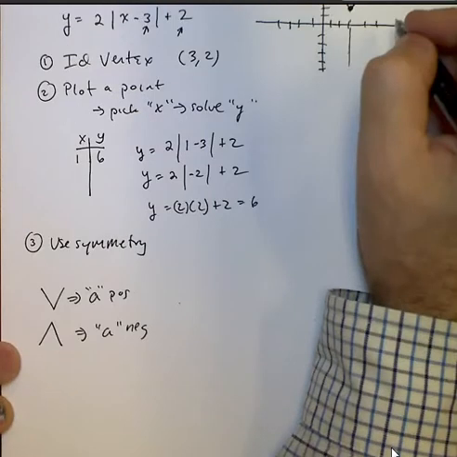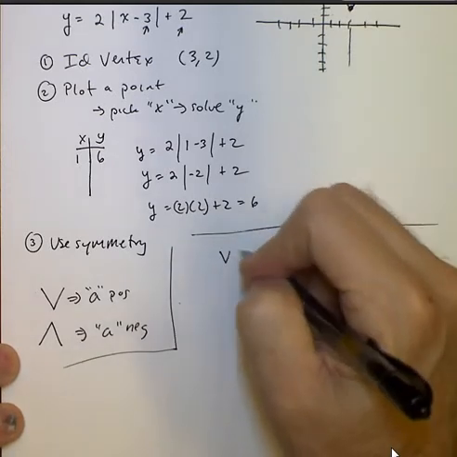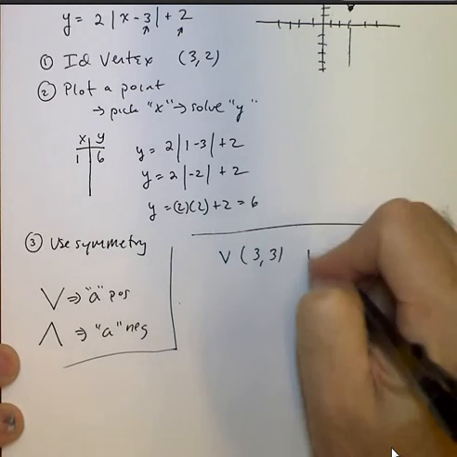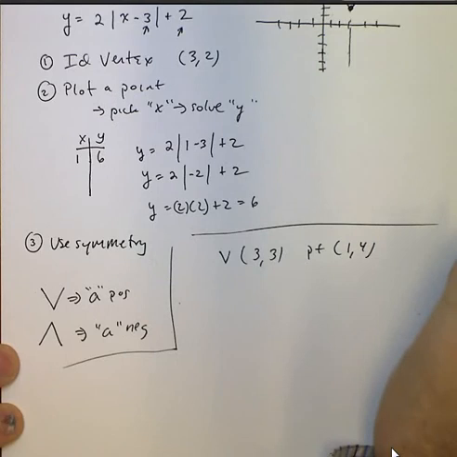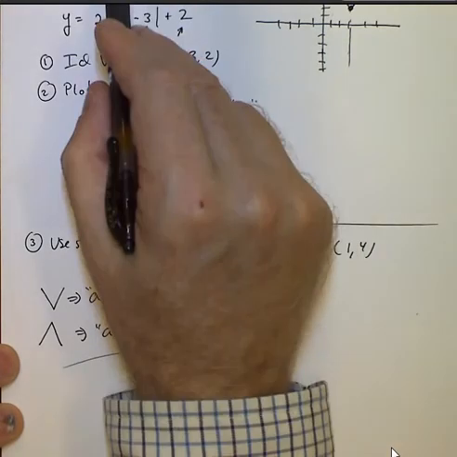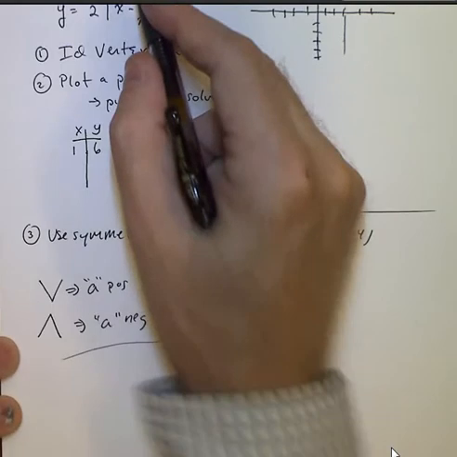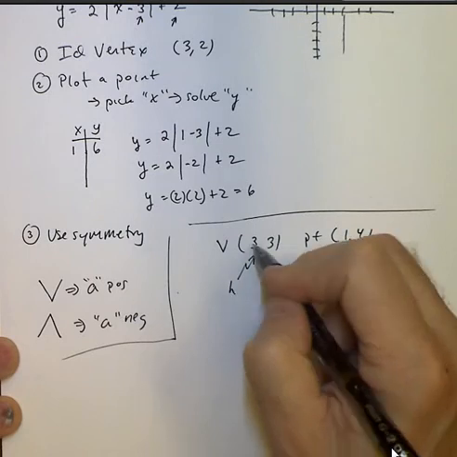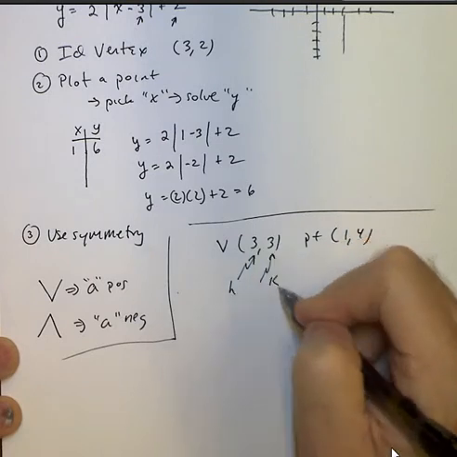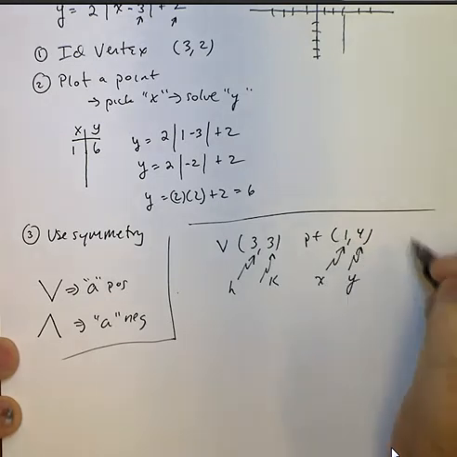The one other thing that you need to be able to do is this: if I give you a vertex, let's say 3 comma 3, and I give you a point, let's say 1 comma 4, I could ask you what the equation is for these parameters. In other words, I want you to create the equation in this form based on the information you have. This is h. Remember, this is the x-coordinate of the vertex. This is k. Here's a point: there's an x, and here's the y-coordinate.